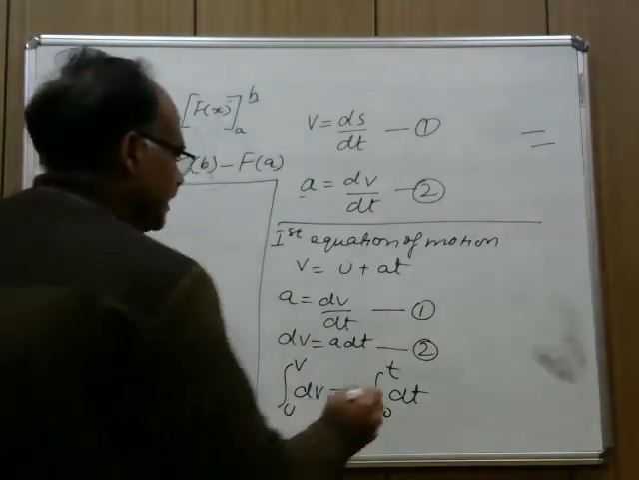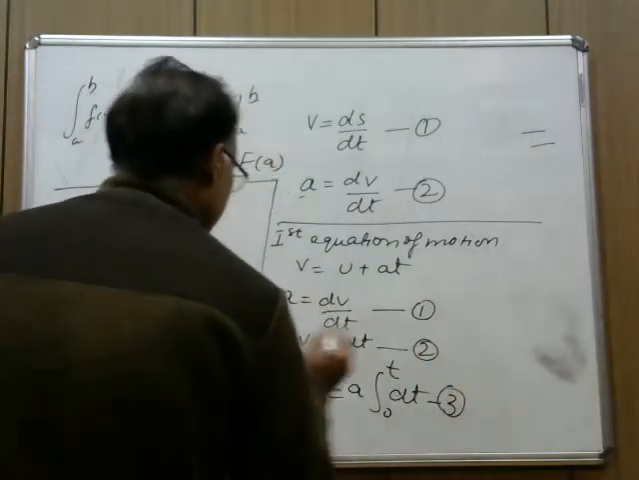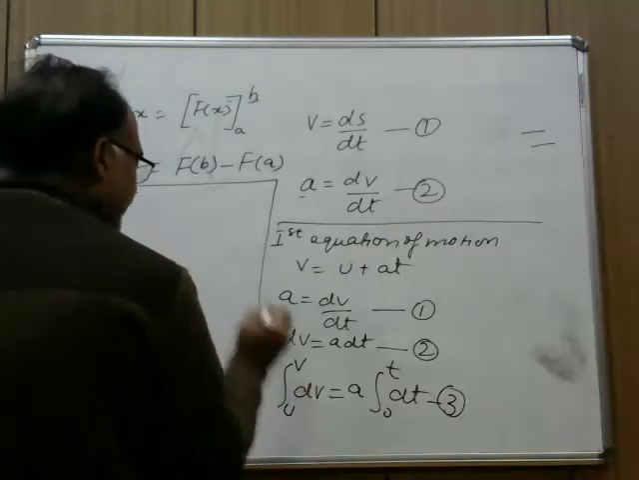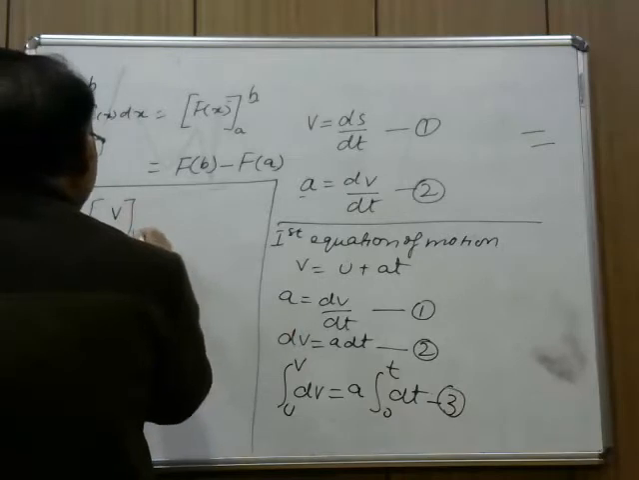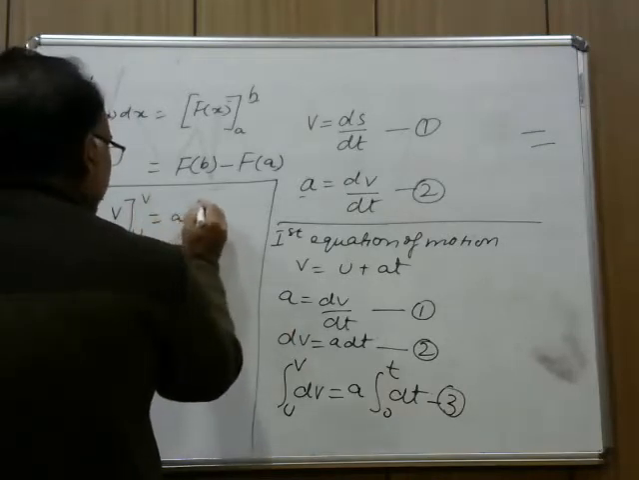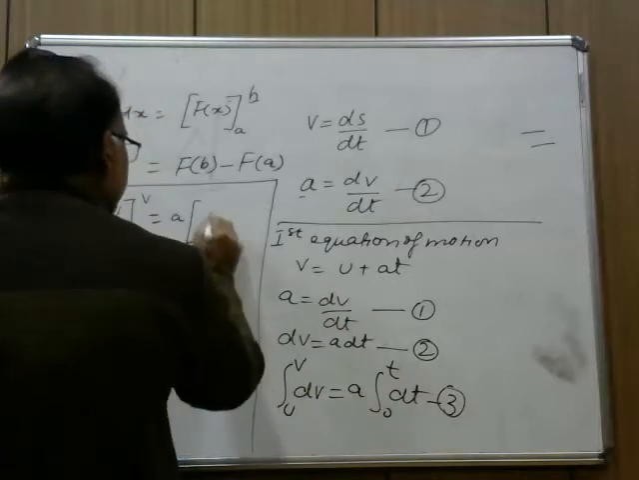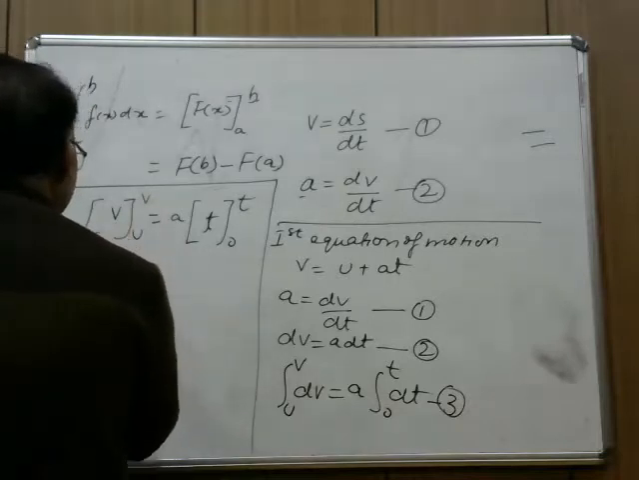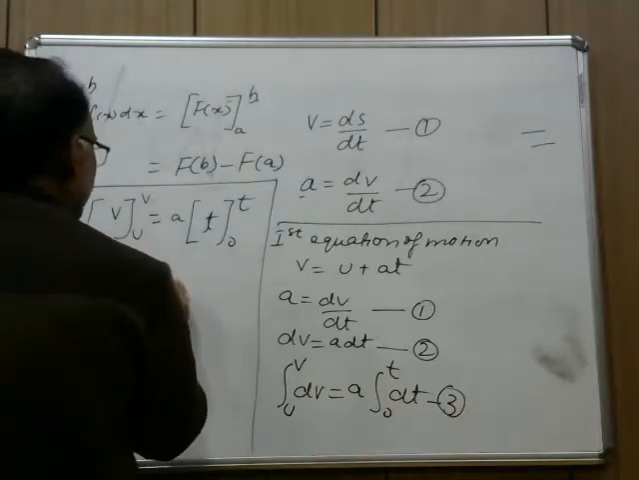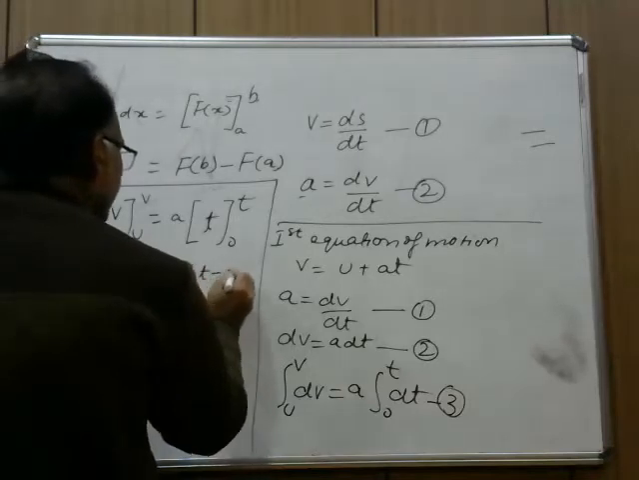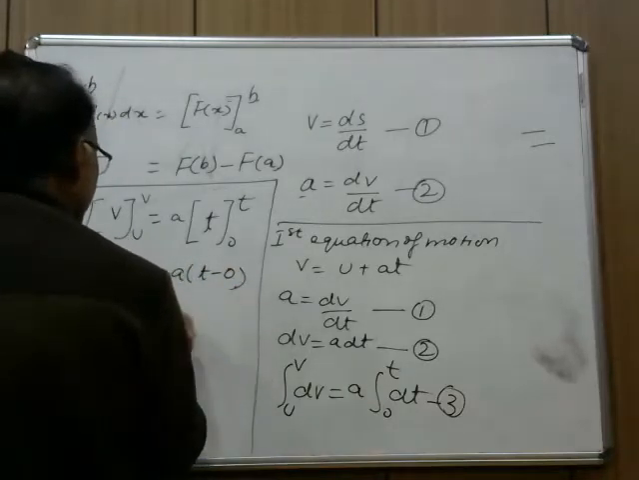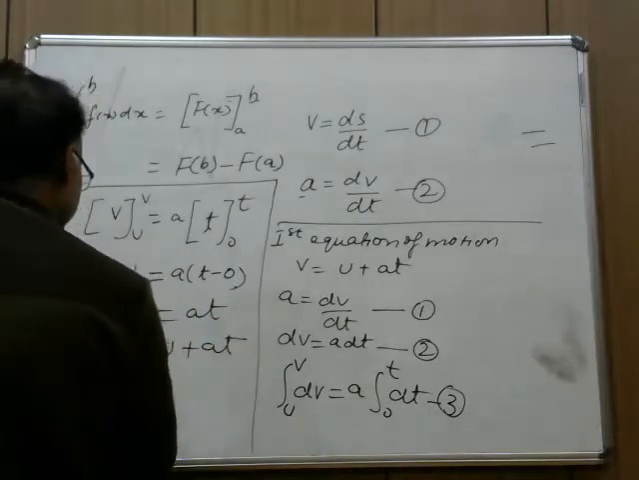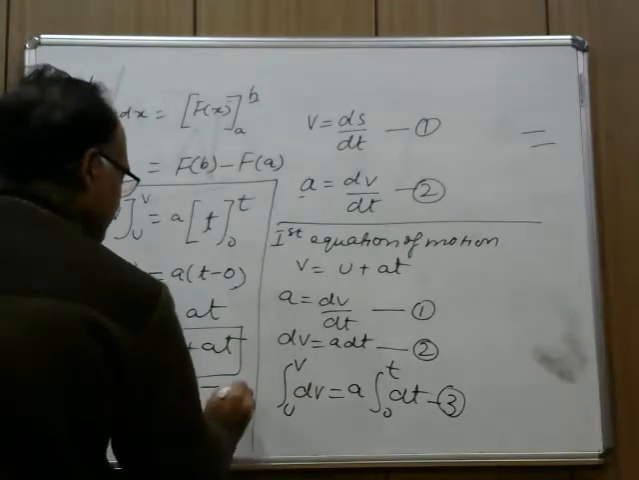Now come to this expression. This is third expression, and we can write this, the integration of dv is v, from u to v, and integration of dt is t, from 0 to t. Now put the values of the limit. v minus u is equal to a times t minus 0, that is v minus u is equal to at, or v is equal to u plus at. This is the final expression. Let this expression be 4.